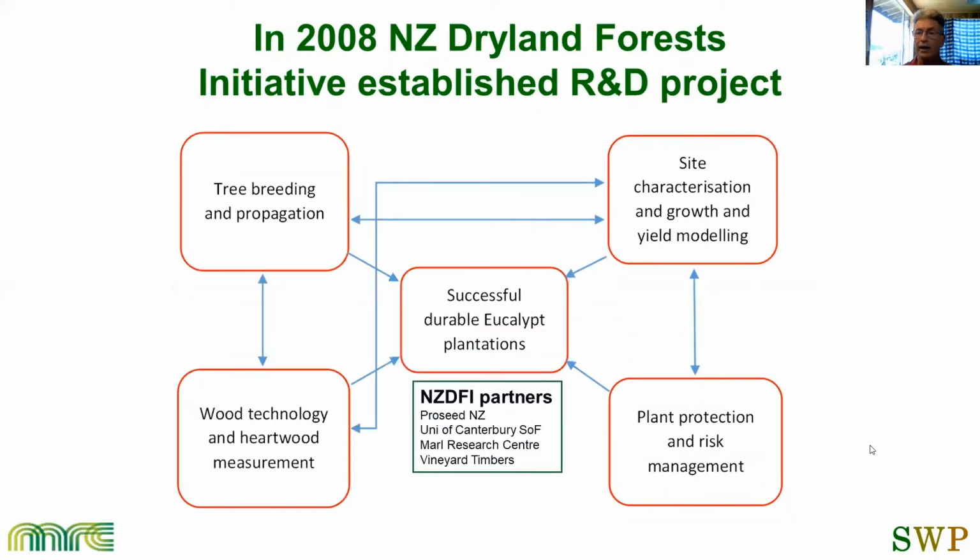In 2008, the NZDFI was established by the 4 partners: Proceed New Zealand, University of Canterbury School of Forestry, Marlborough Research Centre and Vineyard Timbers. With the goal of successful durable eucalypt plantations, there have been 4 strands to our research: tree breeding and propagation, wood technology and heartwood, site characterisation and growth and yield modelling, and plant protection and risk management, all necessary for successful eucalypt forestry.